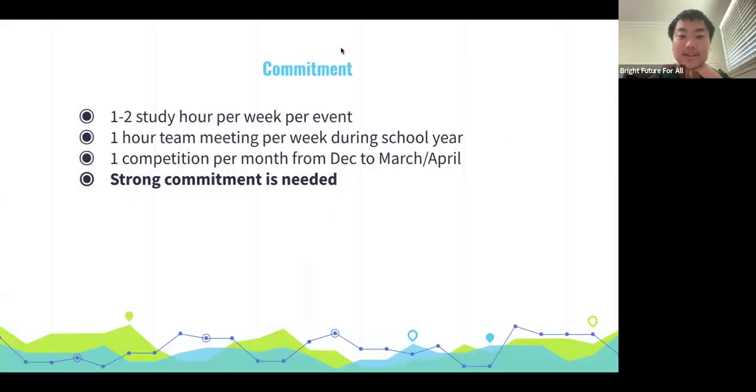Commitment. Yeah, so you've got to be committed. I think Helen can tell you more about that. This isn't for the faint of heart, and you really need to be able to dedicate a lot of time to SciOly. I think it's a high investment, but a high reward.